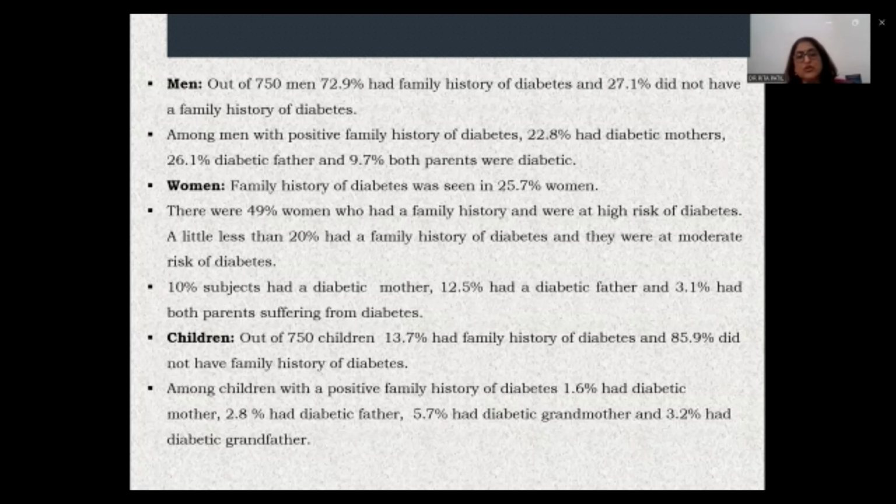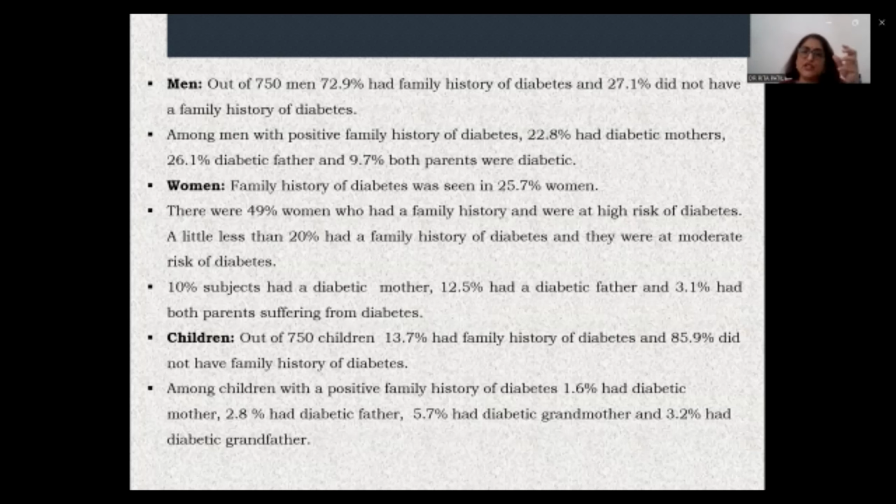In children, though this age group is not supposed to be showing us much diabetes, type 2 diabetes is increasing today more than type 1. So out of 750 children, 13.7% had a family history, though 86% did not. But those with a positive family history had 1.6% with diabetic mothers, 2.8% with diabetic fathers, 5.7% with a diabetic grandmother, and 3.2% with a diabetic grandfather.